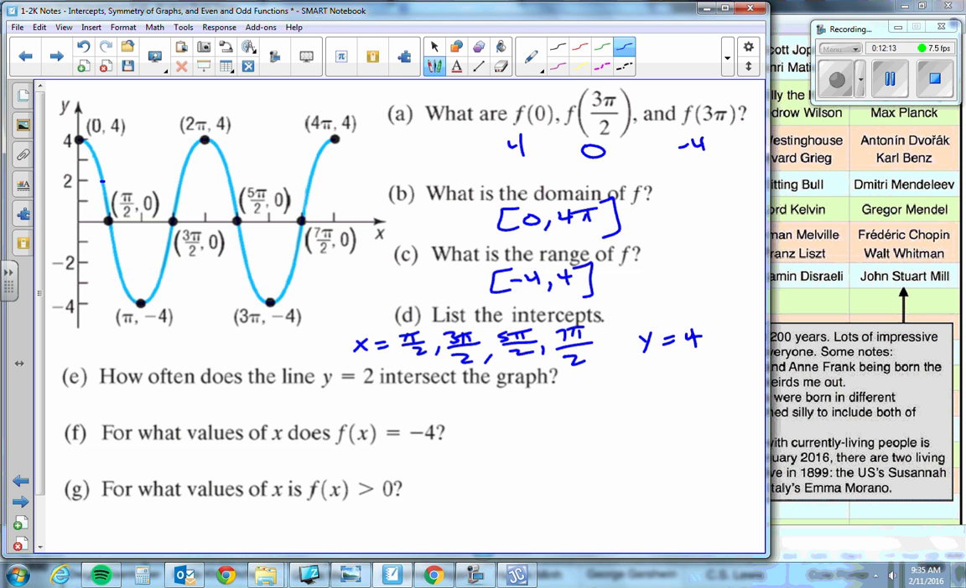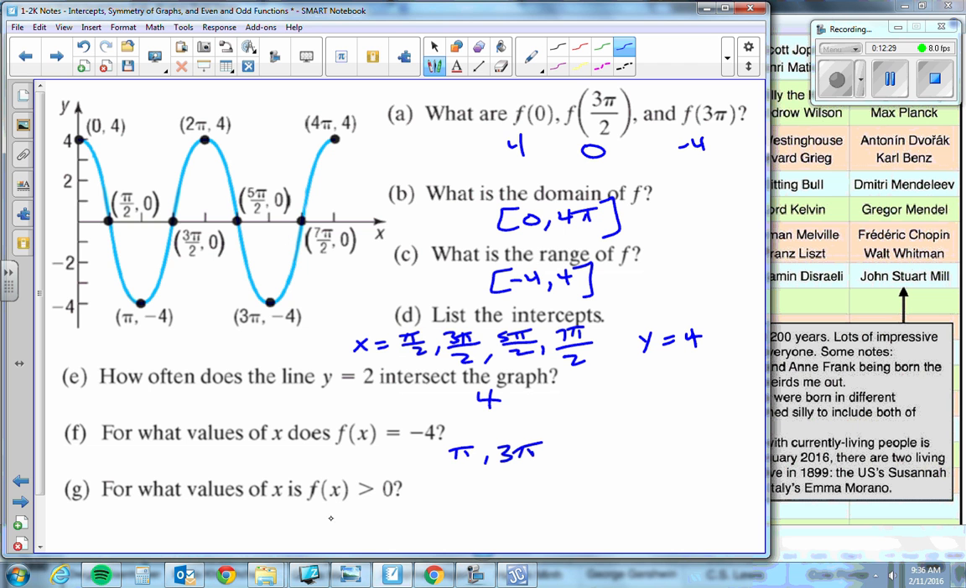If I drew across, I hit 1, 2, 3, 4 times, right? Next one is easy. The y value -4 happens for these two x values, pi and 3 pi. The last one takes a little more thought.